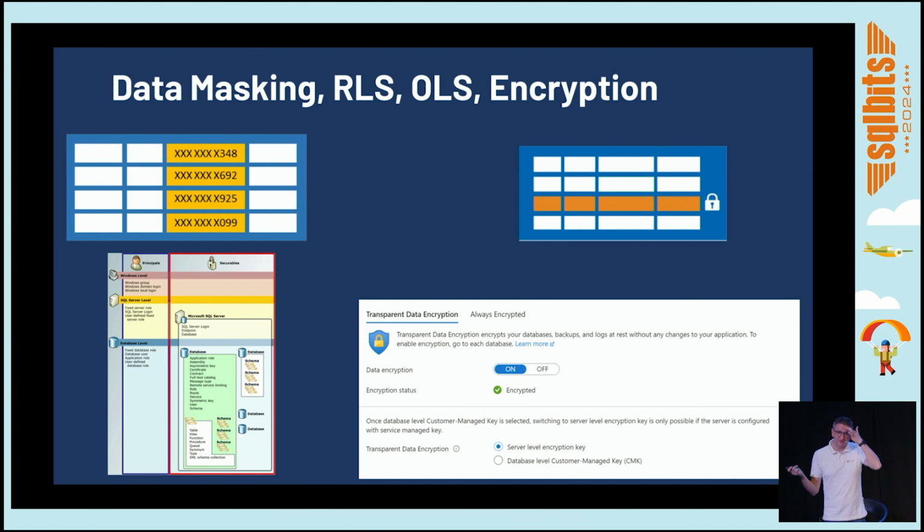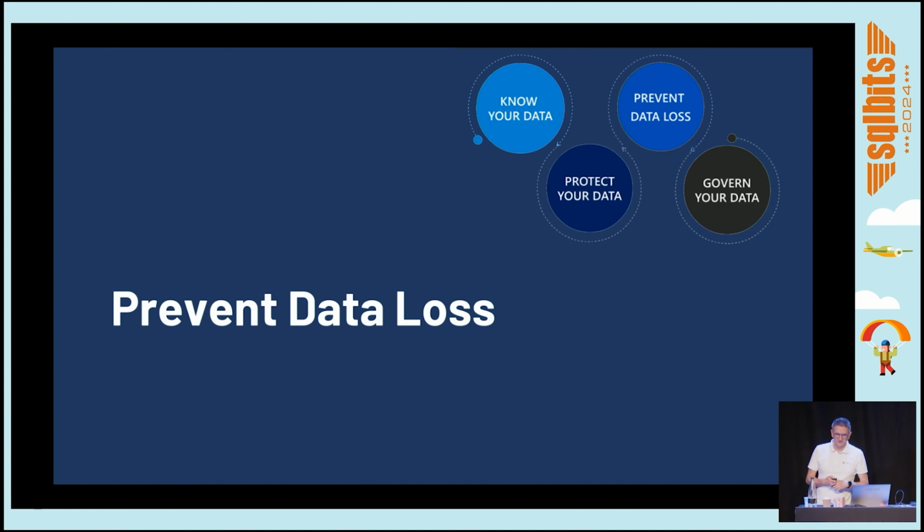Another way of securing the data, well, data masking, I've already mentioned that. Row level security, object level security. Row level security secures per row: am I allowed to read that data, to view that data, or even to modify that data? Or the object level security, it's based on the tables, on the columns. Am I allowed to read and get that data?